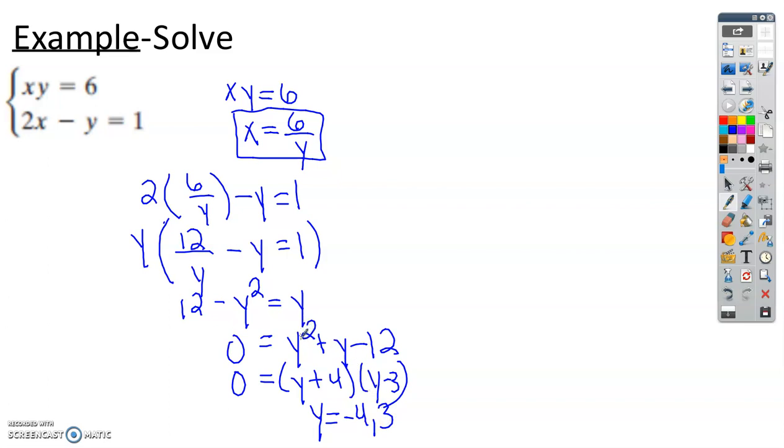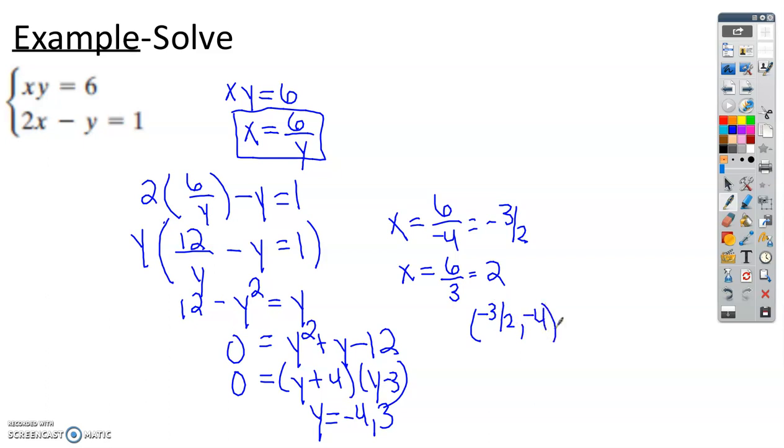Okay. Once I do that, I have that x is 6 over negative 4 and x is 6 over 3. So here I'm going to get negative 3 halves. Here I'm going to get 2. Again, I care that you write the ordered pairs how they go. So I get negative 3 halves for x when I plugged in negative 4 for y, and I get 2 for x when I had 3 for y. So those are my two answers.